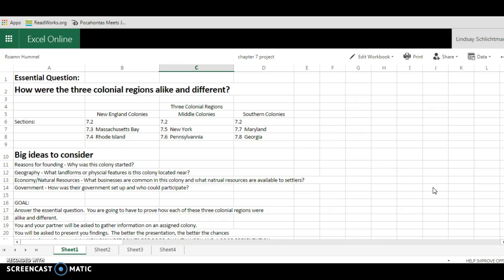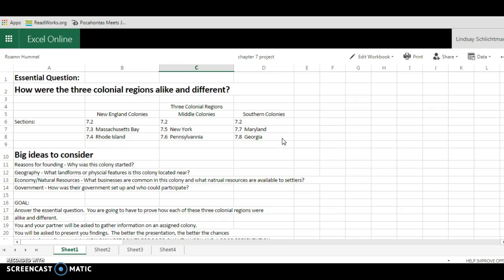So our essential question that we need to answer during Unit 7 is, how were the three colonial regions alike and different? There are three different regions you'll be studying. They are the New England colonies, the Middle colonies, and the Southern colonies. And the sections in the text that you will need to read for each of those are listed here. The six different colonies that you'll be studying are Massachusetts Bay, Rhode Island, New York, Pennsylvania, Maryland, and Georgia.